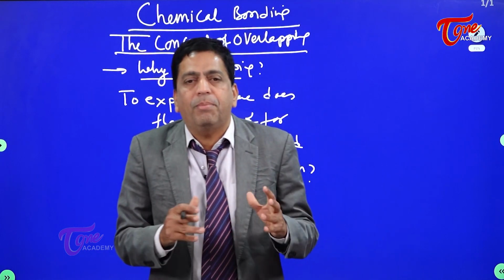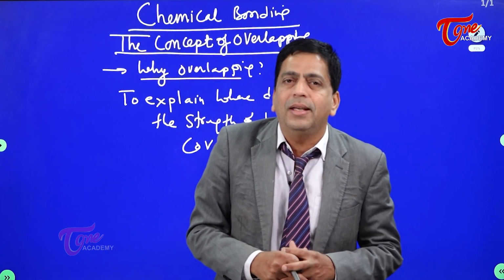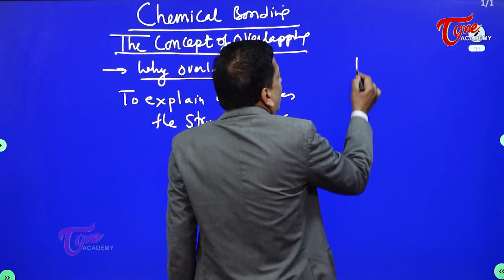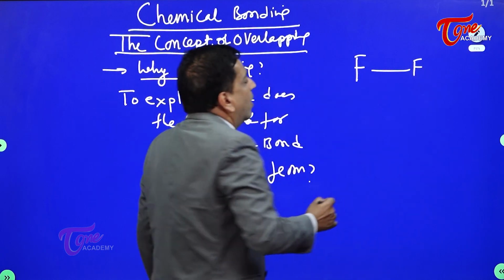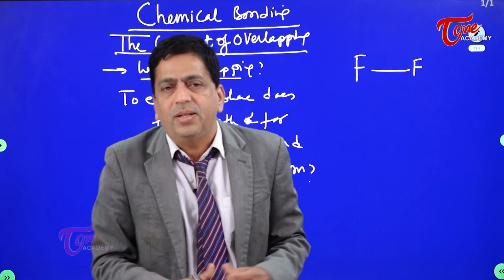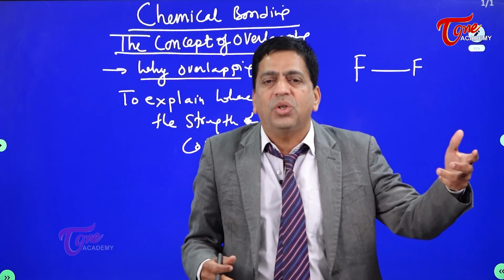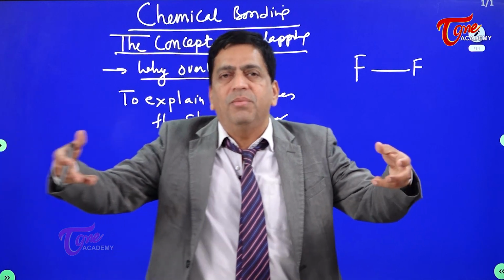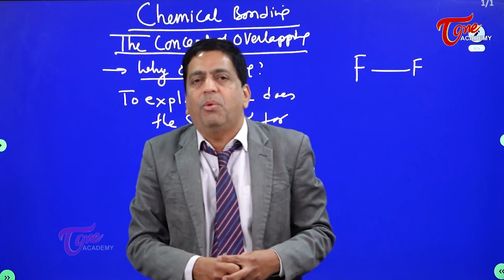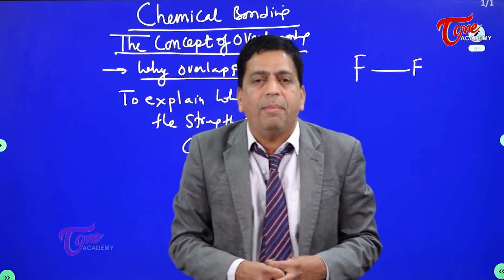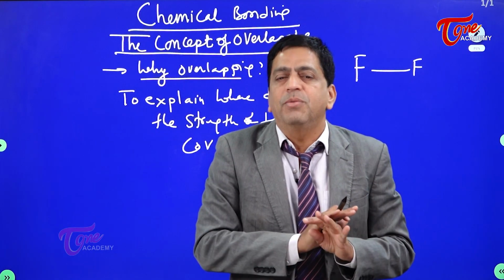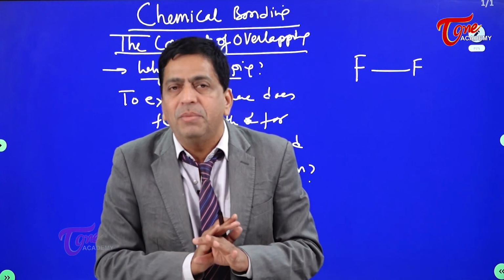Now, one prime thing one must understand is this. If fluorine is forming a single bond between fluorine and fluorine, and if the concept of overlapping was not there, our perception would have been that one fluorine atom is coming from this side, the other fluorine atom is coming from this side, and they both overlap with one another, and that's how the bond is formed. It is not the atoms that are overlapping. The atoms don't overlap at all. Don't be in that misconception.